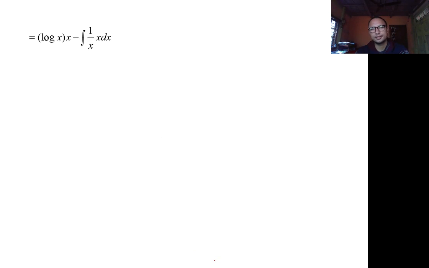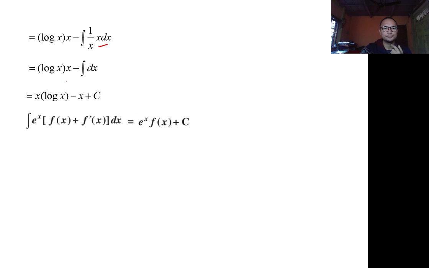Log x times the integral of 1, which is x, minus the integral of 1 by x times x dx. So we will get x log x minus x plus c. That's it. This is integration by parts.